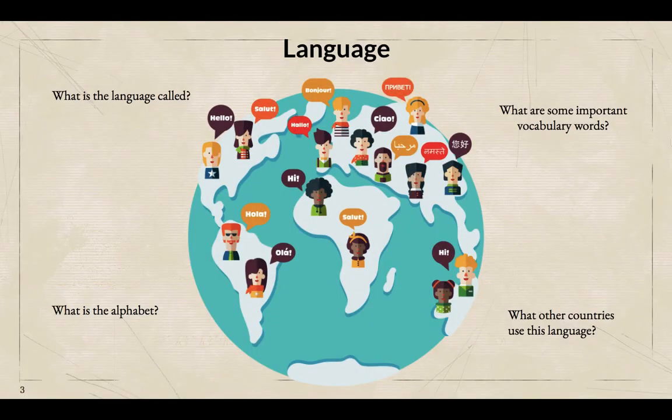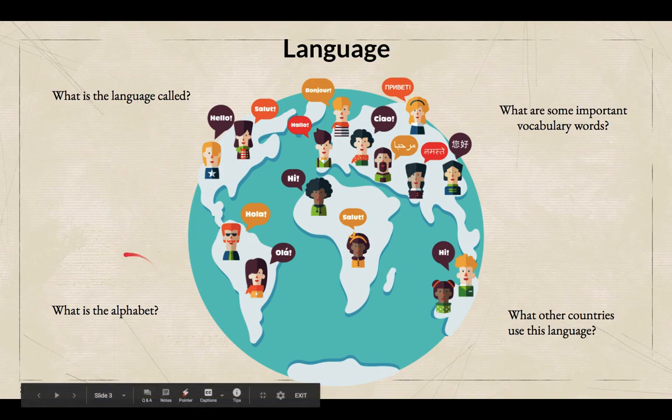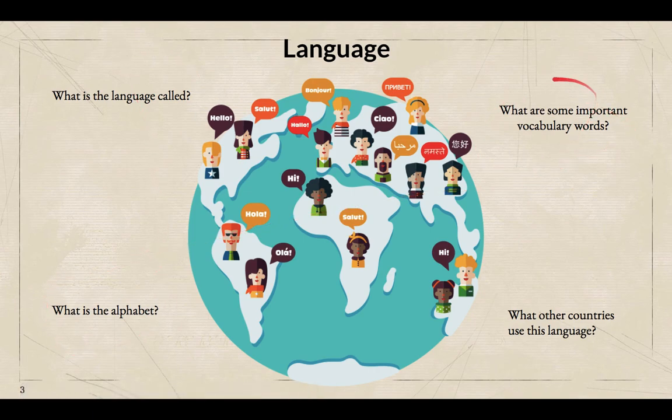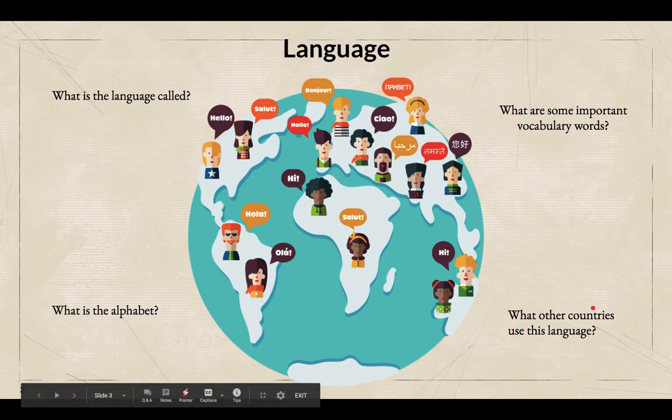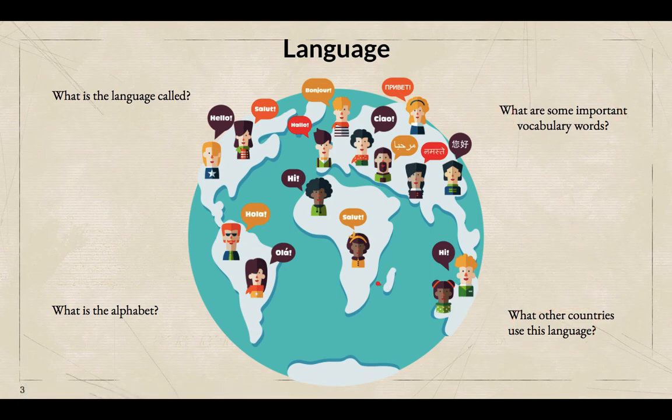One of the very important parts of human geography is language. What is the language called in the country where you are researching? What's the alphabet like? Are there some important vocabulary words that you'd like to teach? And maybe what other countries use that language as well? I'm curious. All over the world, people are speaking different languages. Tell us about the language that's spoken in your country.